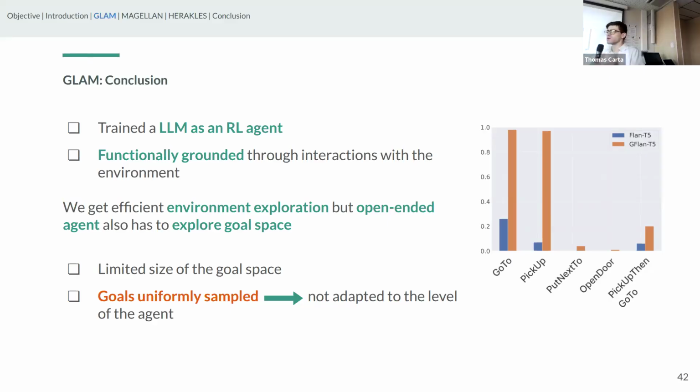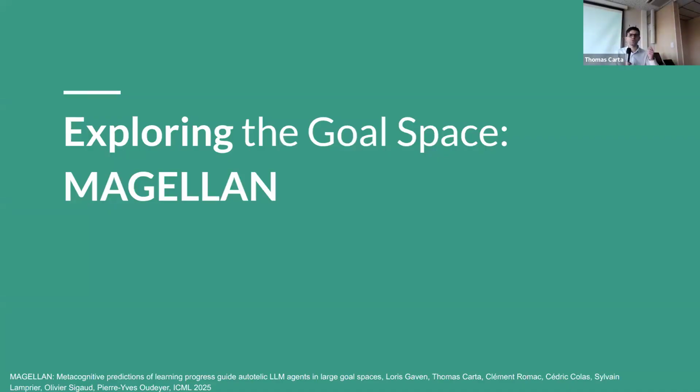So there should be a more clever method to select goals that are adapted to the level of the agent. And we tackle this question in the work called Magellan, in which we explore the goal space. It's a work that I did in collaboration with Loris Gavin, Clément Romac and Cédric Collat, in addition to my supervisors. In this work, we use an LLM to estimate the learning progress and to generalize it over a goal space, and use that to build an automatic curriculum.